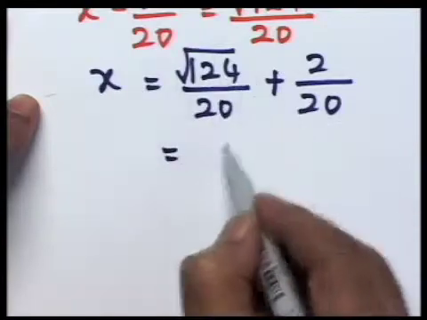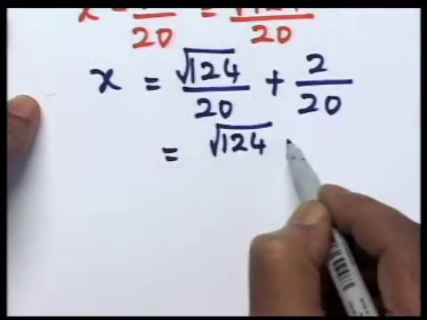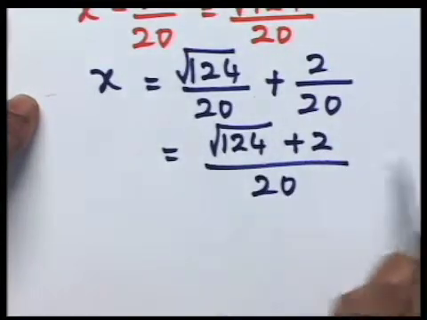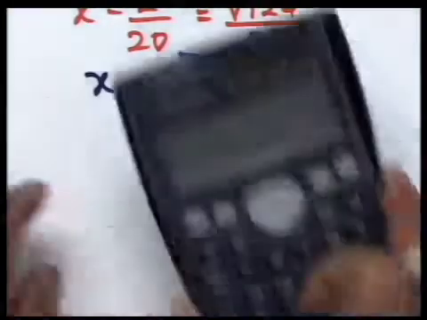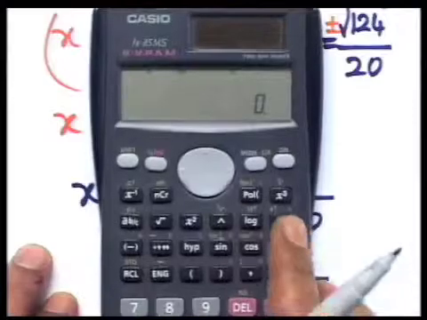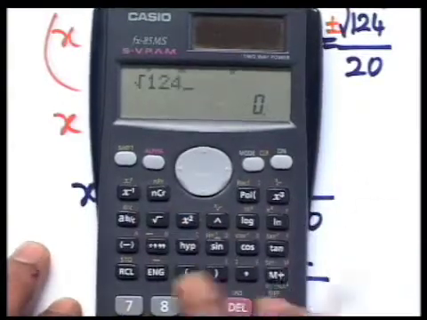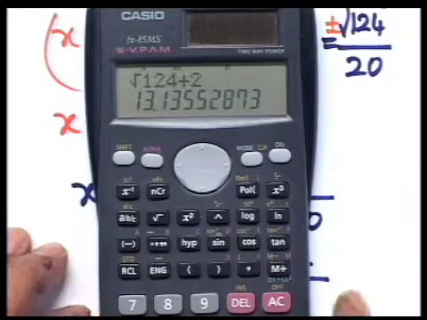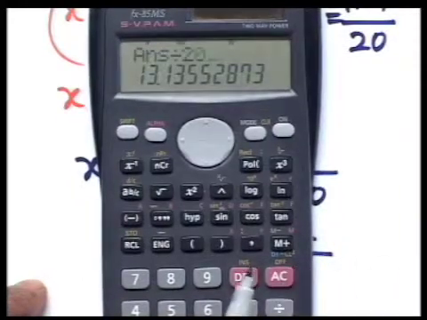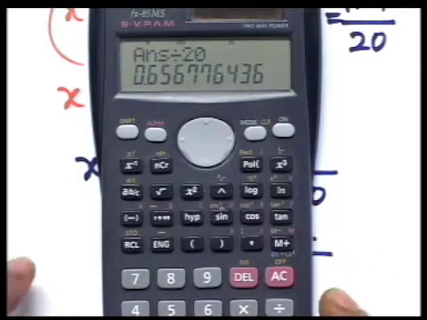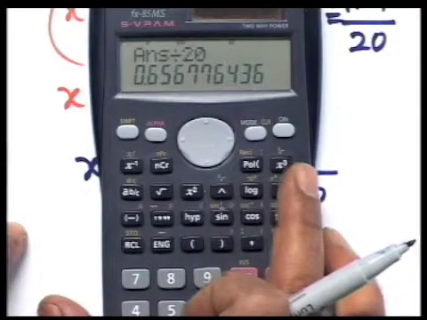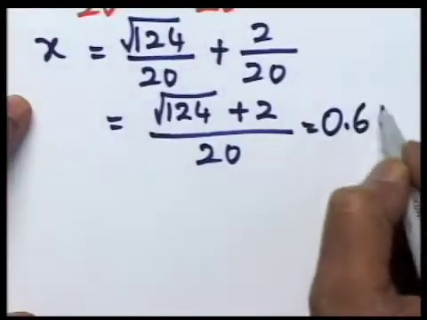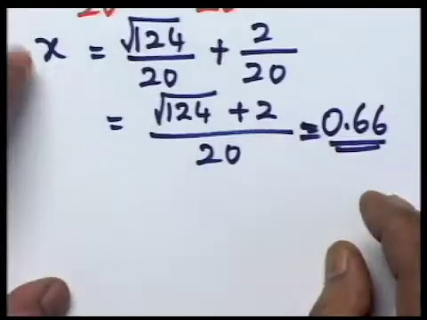So once you get to that stage, we know that's root 124 plus 2, please watch, the 2 is not under the root, okay? Divided by 20. Then we simply use the calculator. Root 124, then it says plus 2. Okay, so plus 2 equals. Then I have to divide by 20. So simply divide by 20, you get the final answer 0.656. I think we correct to 2 dp, 0.66 please. Right, so the answer there is 0.66. Now that is the approximate value of x.